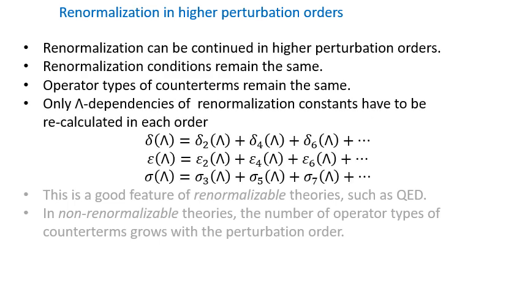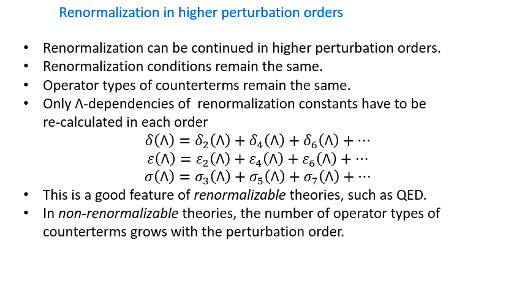The only significant difference is that renormalization constants as functions of the cutoff parameter have to be recalculated in each order. This remarkable simplicity of the renormalization procedure is a characteristic of so-called renormalizable theories. QED is one example of such a theory. There are also non-renormalizable quantum field theories where the number of counterterm types increases in each new perturbation order, but we will not discuss them.